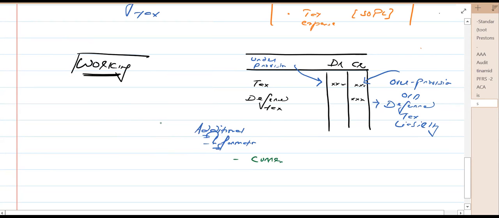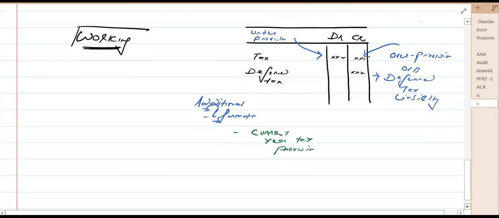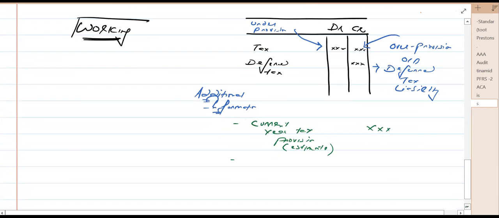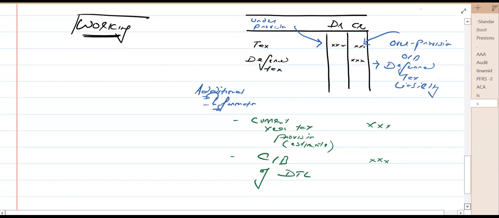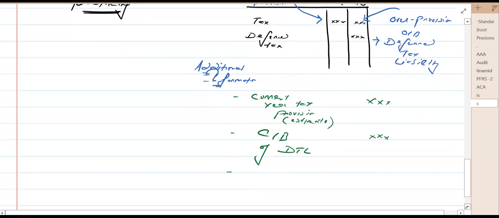First, the current year tax provision. They say the estimate of the current year tax is this figure. This is known as the current year tax provision because it is an estimate of the current year. They give you that figure, and then they give you the information regarding the closing balance of deferred tax liability. Sometimes they give you directly the closing balance of deferred tax liability.